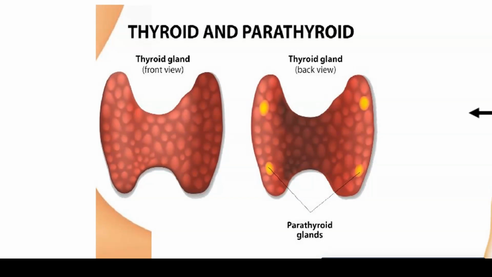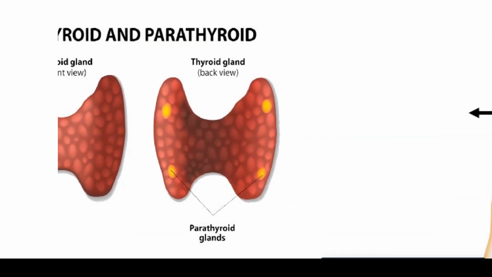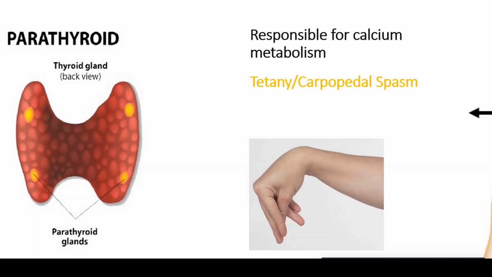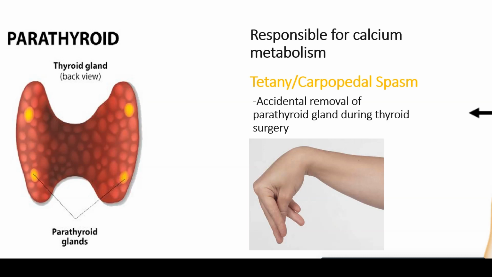So we discussed the thyroid gland. Now it's time for the parathyroid gland. The parathyroid is responsible for calcium metabolism, and if a decrease or increase happens, that will lead to a decrease or increase in the calcium levels of the body. If the parathyroid hormone is low, that will lead to hypocalcemia. Whenever calcium is low in the blood, there is a very classic feature called tetany or carpopedal spasm. Why does this happen? One of the most common causes is actually accidental removal of the parathyroid gland during thyroid surgery.